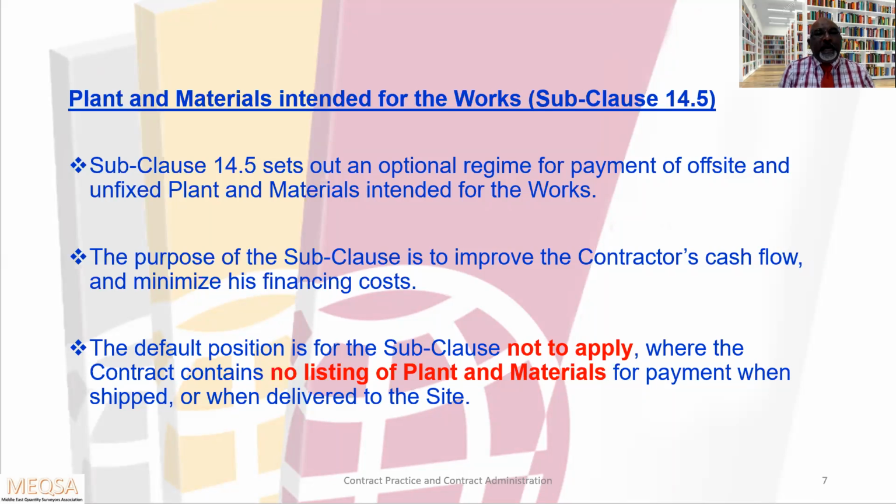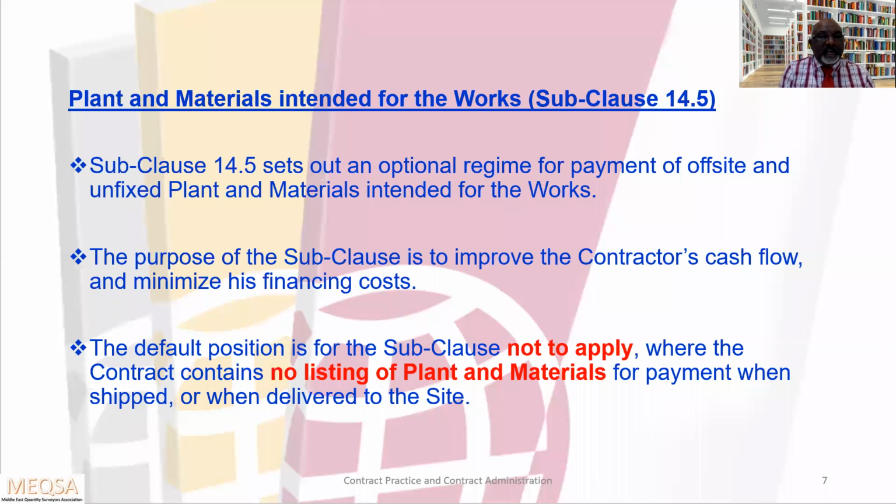Now let us move to the plant and material. Subclause 14.5 sets out an optional regime for payment of off-site and unfixed plant and material intended for the works. The purpose of the subclause is to improve the contractor's cash flow and minimize his financing cost. This is the main purpose of paying the contractor for material off site: to improve his cash flow.